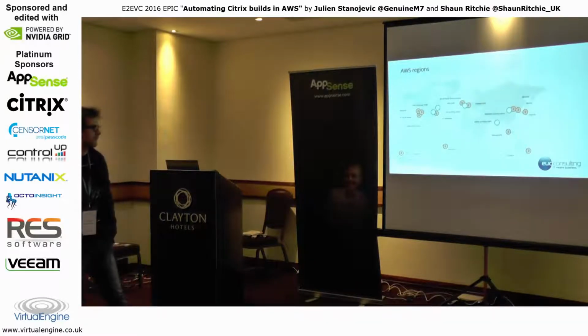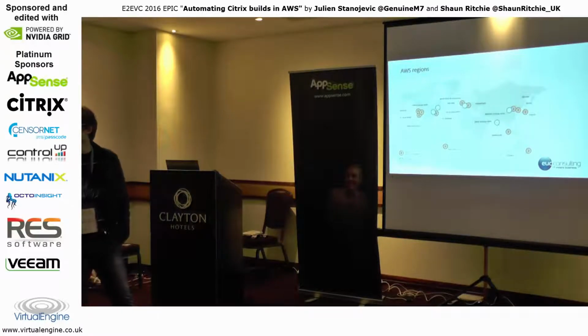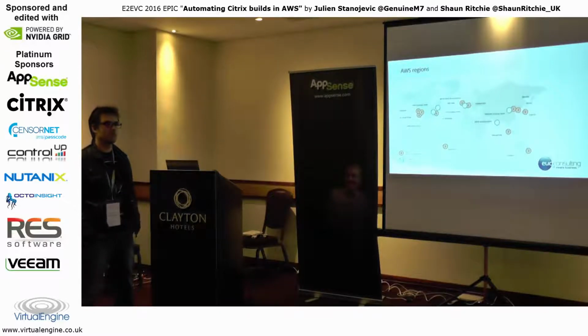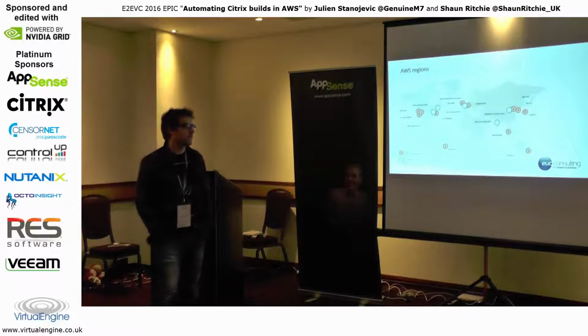These are the AWS regions. Within each region, you've got availability zones. That's what the number on the map is. And within those availability zones, you've got multiple data centers. Between those data centers in the availability zones, you've got about 1 or 2 millisecond latency.